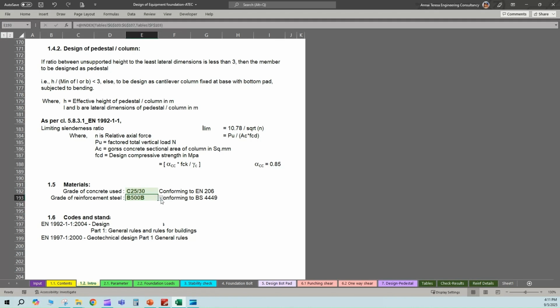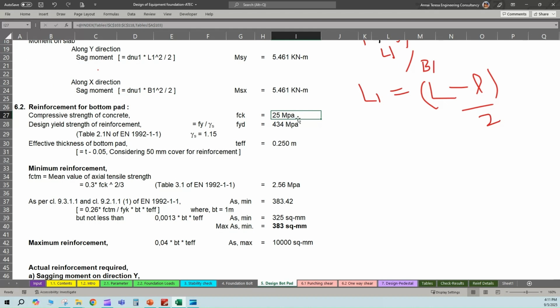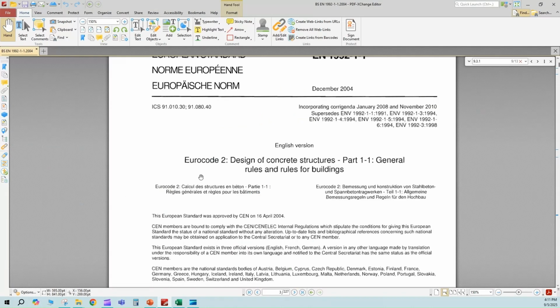And the grade of steel we have assumed is B500B, as per British Standard BS 4449, which has a yield strength of 500. So this 25 megapascal is the cylindrical compressive strength of the concrete grade which we have assumed, and for the design yield strength we need to divide this 500 by gamma s. Gamma s we can find in Table 2.1N of EN 1992 Part 1, for which we need to refer to page 26.